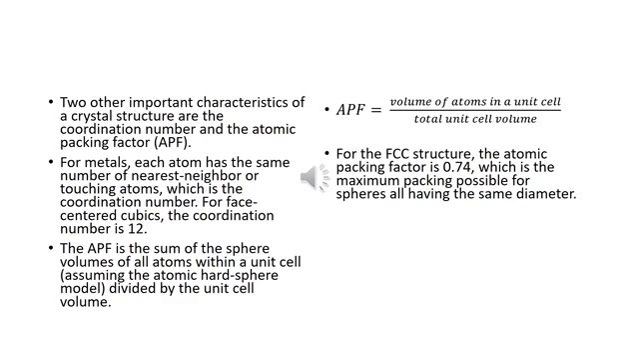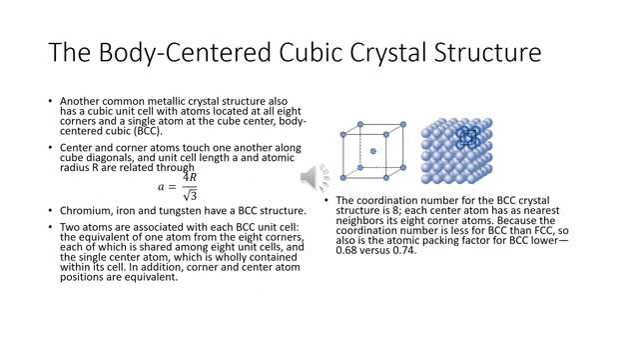Two other important parameters for our unit cell are the coordination number and atomic packing factor. The formula is given, and an example will be done during the tutorials. The next unit cell that you're going to look at is called the body-centered cubic crystalline structure.